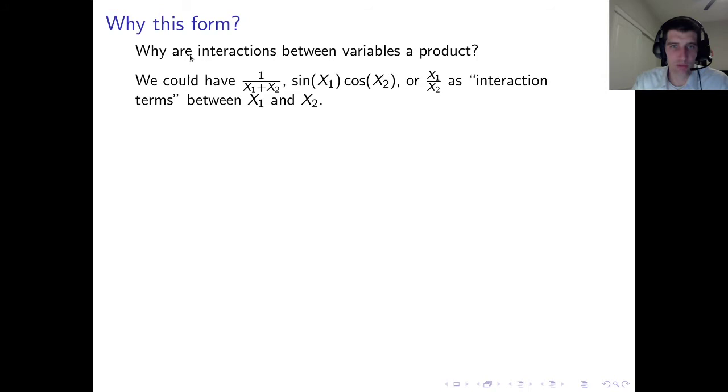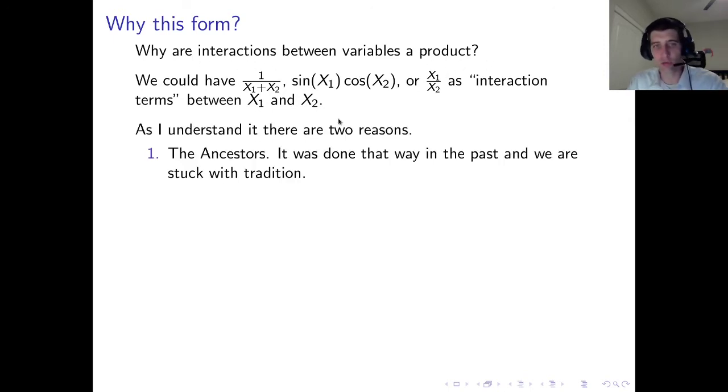I mentioned you can define interaction, in an English sense, a lot of different ways. An interaction between two variables could be 1 over x1 plus x2. You could take something funky like sines and cosines or their ratio. In terms of an English description, interaction just means that there are two things going on at once, right? An x1 input and an x2 input. So why is the canonical interaction term a product?